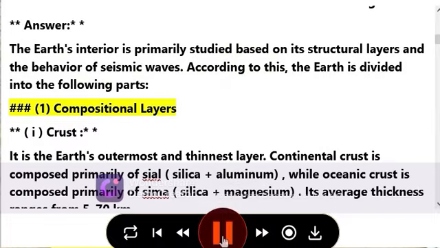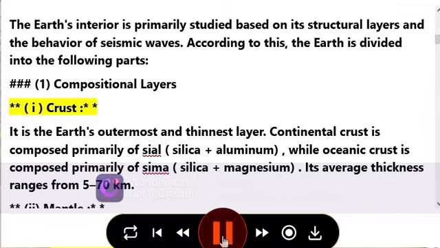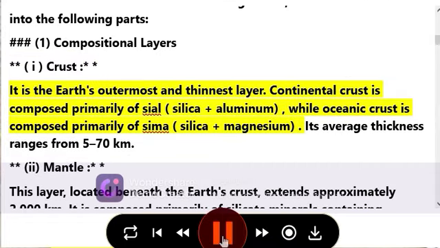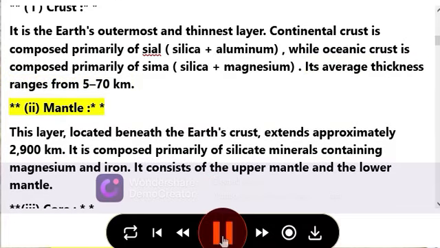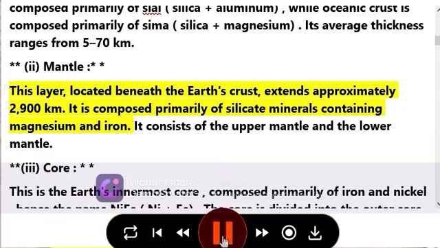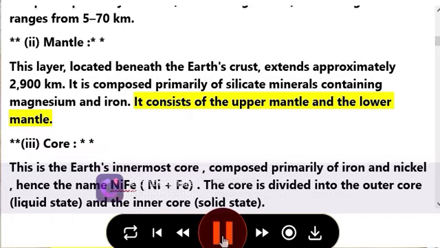One, compositional layers. I. Crust. It is the Earth's outermost and thinnest layer. Continental crust is composed primarily of silica plus aluminum, while oceanic crust is composed primarily of silica plus magnesium. Its average thickness ranges from 5 to 70 kilometers. II. Mantle. This layer, located beneath the Earth's crust, extends approximately 2,900 kilometers. It is composed primarily of silicate minerals containing magnesium and iron.